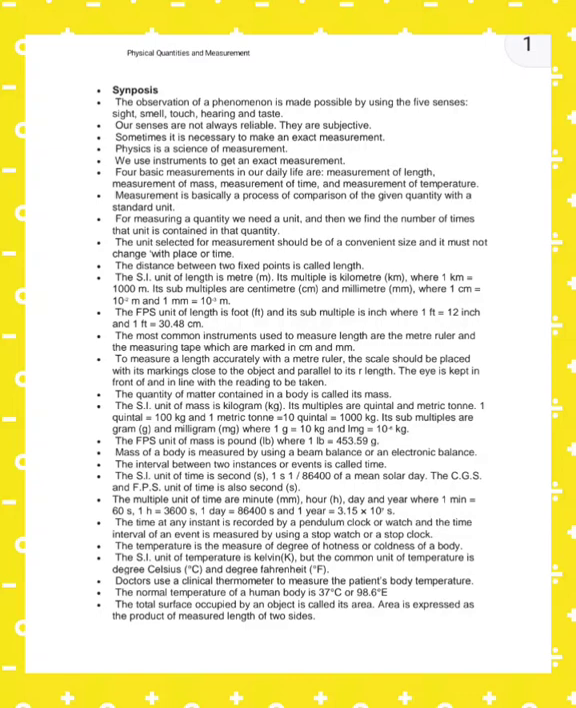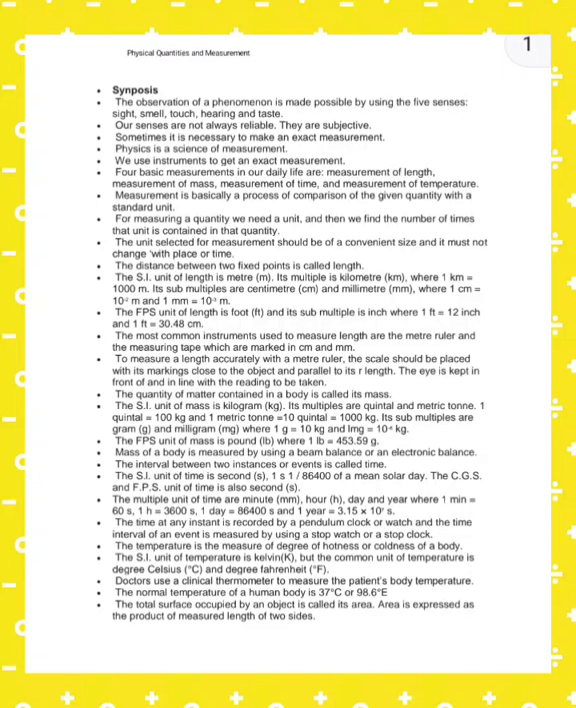The most common instruments used to measure length are the meter rule and the measuring tape. So these are the 2 most common instruments for measuring length. To measure length accurately with a meter ruler, the scale should be placed with its markings close to the object and parallel to its length. The eye is kept in front of and in line with the reading to be taken. So this is important children.